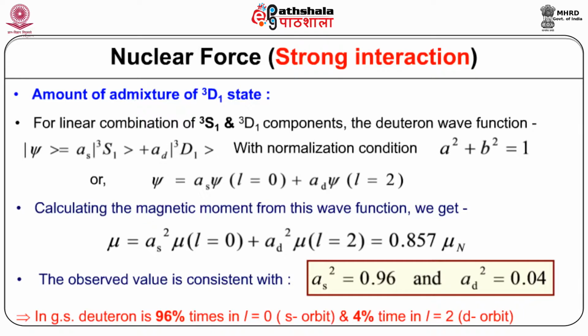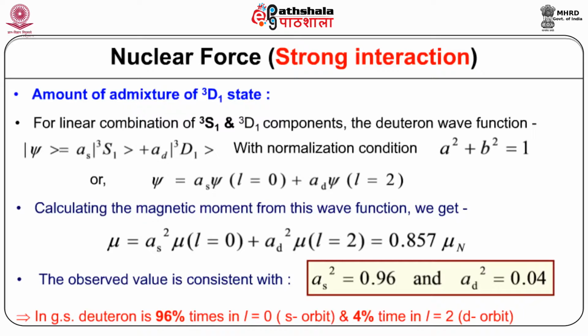Then going by the experimental values, because this 0.857 mu_n was the experimental value, we found for what values of A_s and A_d we can get this equation. So we observed that the values come out to be A_s squared is equal to 0.96 and A_d squared is equal to 0.04. It means that in the ground state of the deuteron, there is a contribution of 96% from the L is equal to 0 state, and 4% contribution from the L is equal to 2 state.